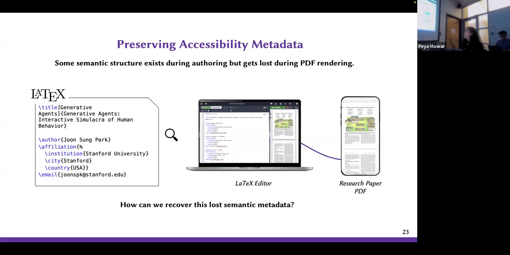So, this is the question I addressed in one of the projects that I worked on, which is how can we recover this lost semantic metadata when the content is rendered?